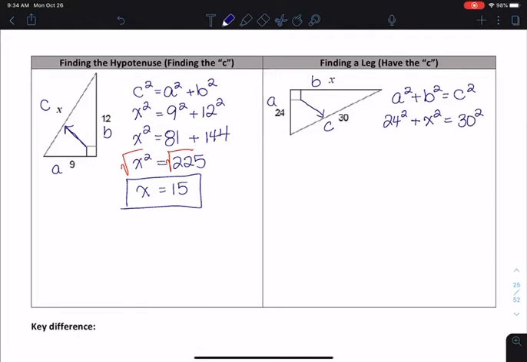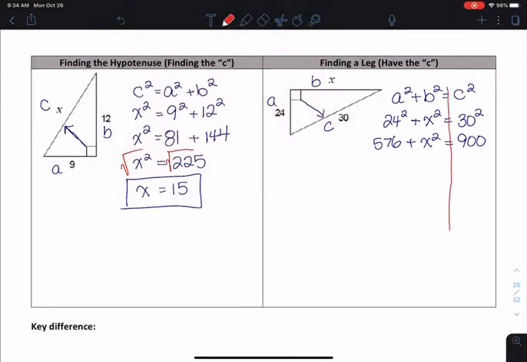So we'll do that in our calculators. 24 squared is 576. X squared stays the same. 30 squared is 900. Now notice that X is not alone in this one, and so we can't just take the square root right now. We're actually solving an equation.